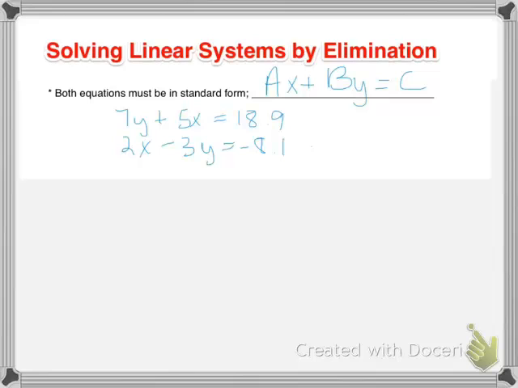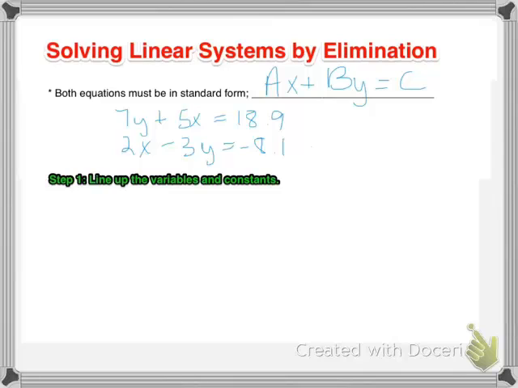The first step of elimination is to write the system with the variables and constants lined up. It's common practice to write the x term first, followed by the y. So I am going to rewrite the first equation as 5x plus 7y equals 18.9. Then I'll write the second equation lining up the variables and the constants. So under the 5x, I'm going to put a 2x. Under the 7y, I'm going to put a negative 3y. And under the 18.9, I've got a negative 8.1.